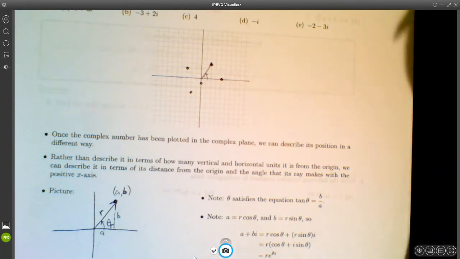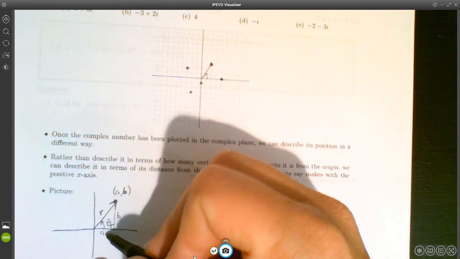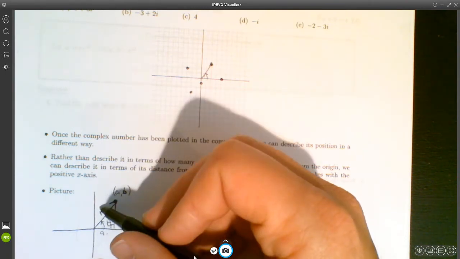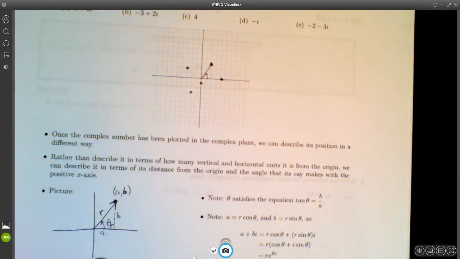It's also true that a can be described in terms of r and theta, right? A is just r cosine theta. And how do we know that? Well, because cosine theta is adjacent over hypotenuse. It's a over r. So cosine theta is a over r. Solving for a, we would multiply both sides by r and get a equals r cosine theta.